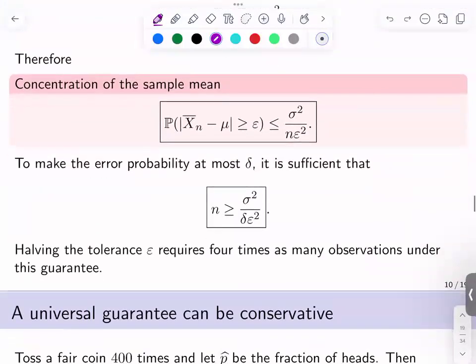Right? Another way, like a finite version, is if I want to make this less than delta, how large the sample size should be. If you rearrange, sigma squared has to be less than or equal to n epsilon delta, and then n has to be bigger than or equal to sigma squared divided by delta epsilon squared. So it has to be this much. For any epsilon you fix and any delta, you can find the size of the sample such that this probability is no more than delta.